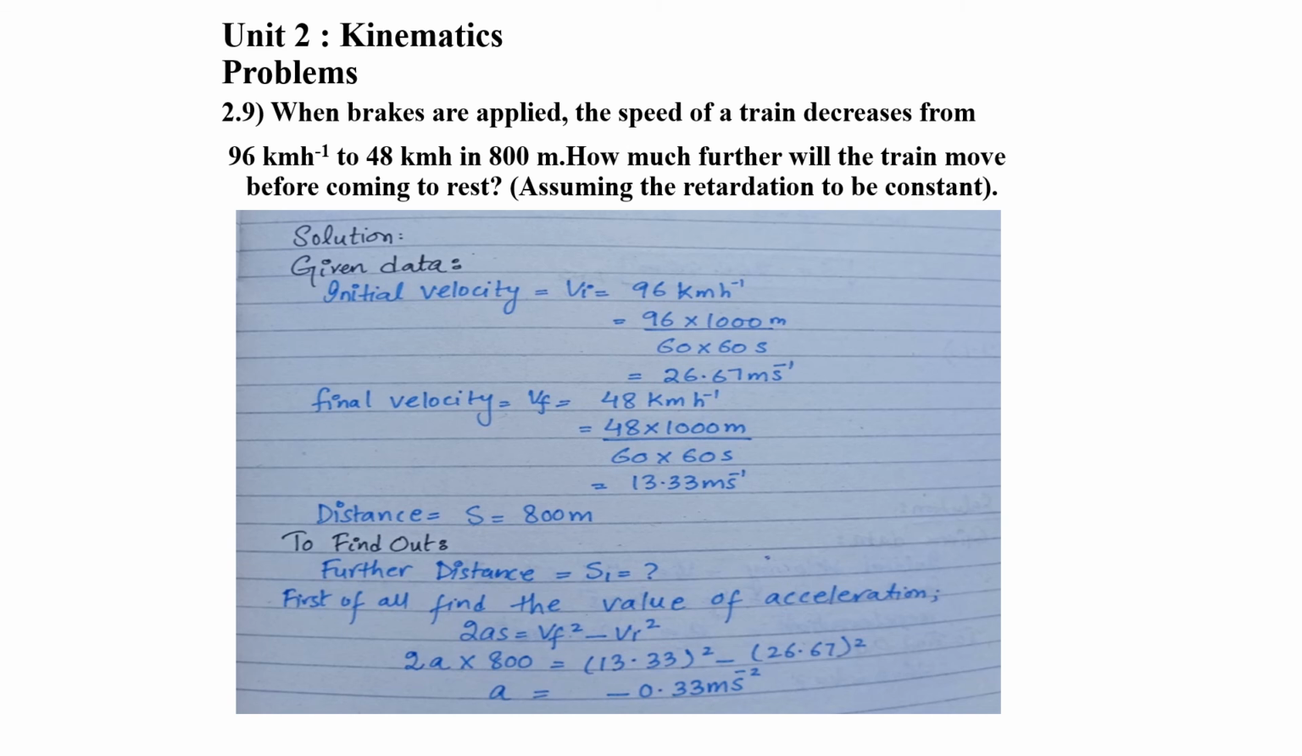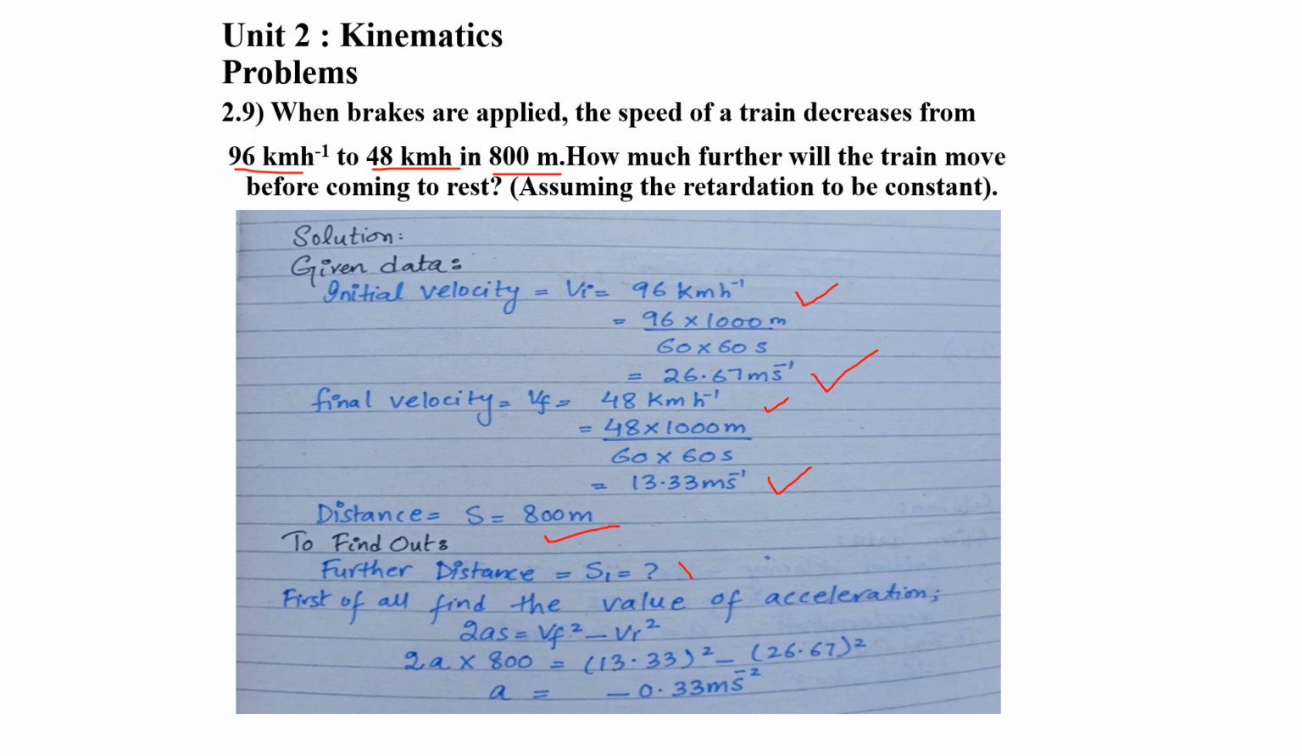So problem 2.9 is: when brakes are applied, the speed of a train decreases from 96 km per hour to 48 km per hour in 800 seconds. So the initial velocity is 96 km per hour. When you convert it into meters per second, it will be 26.67 meters per second, and the final velocity is 48 km per hour. If you do the conversion, you will get 13.33 meters per second, and the distance given to you is 800 meters. They ask how much further the train moves before coming to rest.